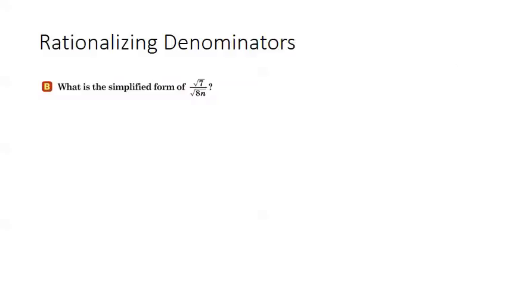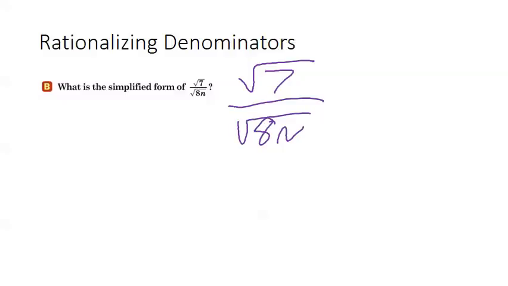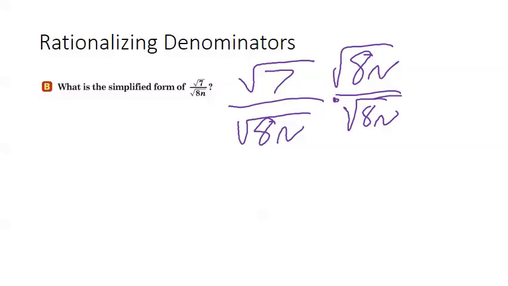Now, here's the same exact thing. Okay? Except now we've got letters. That makes it look harder, but it really isn't, because it's the same process. Okay? The square root of 7 over the square root of 8n. So what are we going to multiply it by? If you screamed out the square root of 8n over the square root of 8n, you are right. The square root of 8n over the square root of 8n, which is technically 1, right?